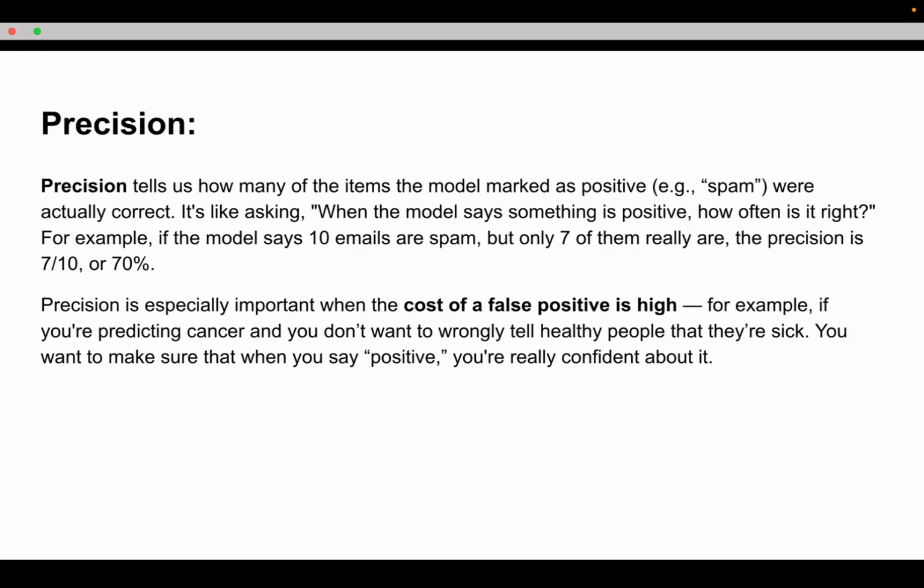Now, precision tells us how many of the items the model marked as positive, for example spam, are actually correct. It's like asking, when the model says something is positive, how often is it right? For example, if the model says 10 emails are spam but only 7 of them really are, then the precision is 7 by 10, or 70%. So precision is especially important when the cost of a false positive is high. For example, if you're predicting cancer, you don't want to wrongly tell healthy people that they're sick, so you want to make sure that when you say positive, you're really confident about it.